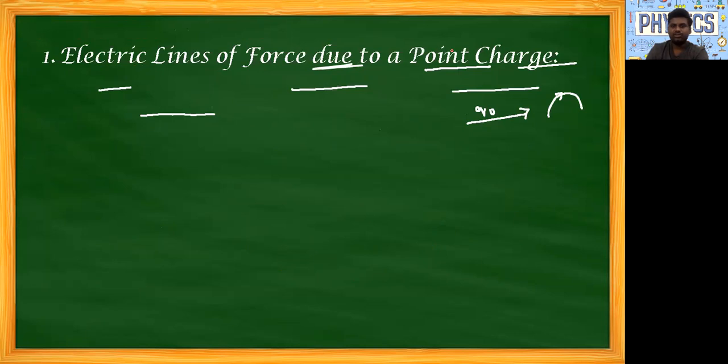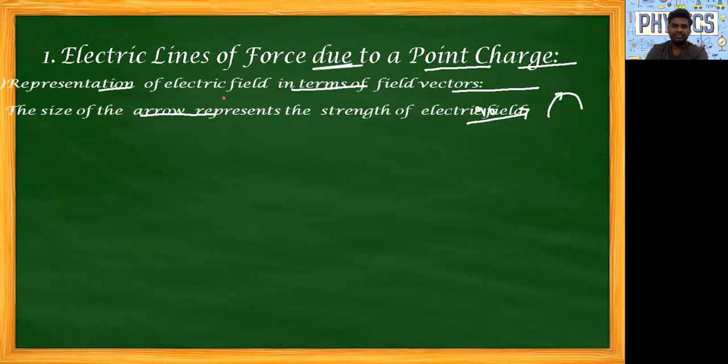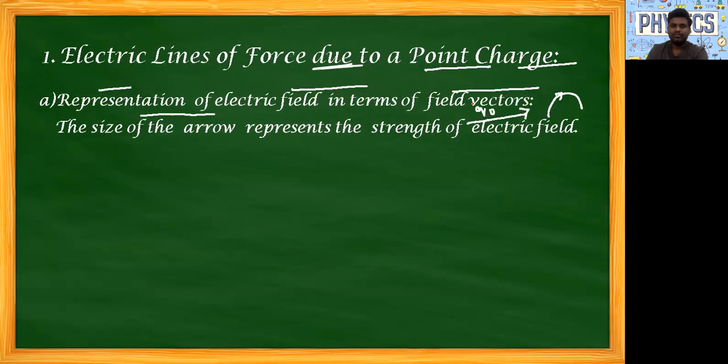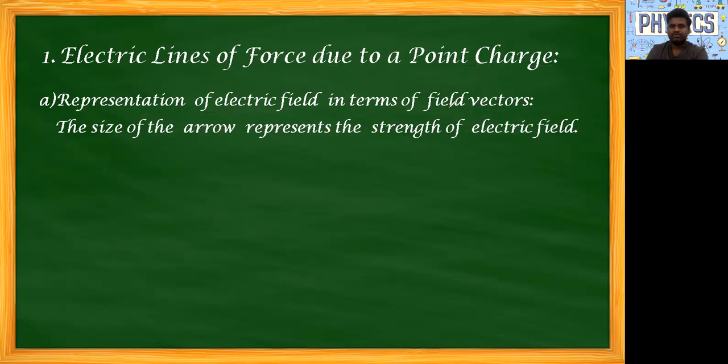Next we'll see the electric lines of force due to a point charge. If you take the point charge, how to draw the electric lines of force? And especially here, again, we will take the representation of electric field in terms of field vectors. The size of the arrow represents the strength of electric field.